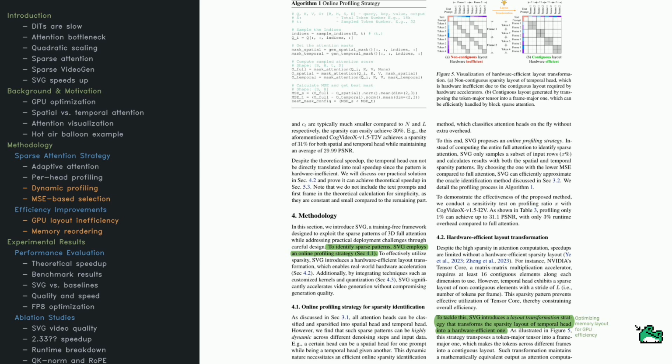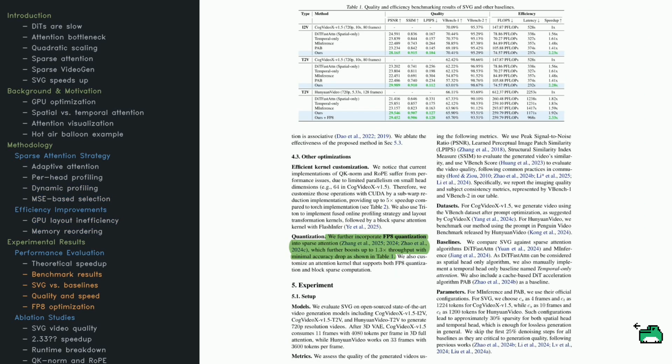This is a crucial step, because sparsity alone doesn't guarantee speedup. Efficient memory layouts matter just as much. The takeaway? Real-world acceleration depends not just on skipping computations, but also on making sure GPUs can process the remaining ones efficiently. Measuring how well a video generation model performs isn't just about speed. It's about balancing quality and efficiency.